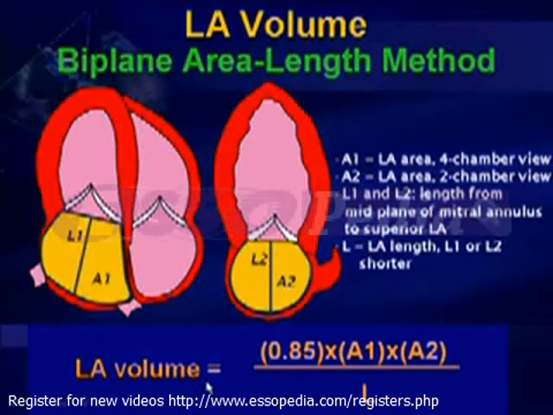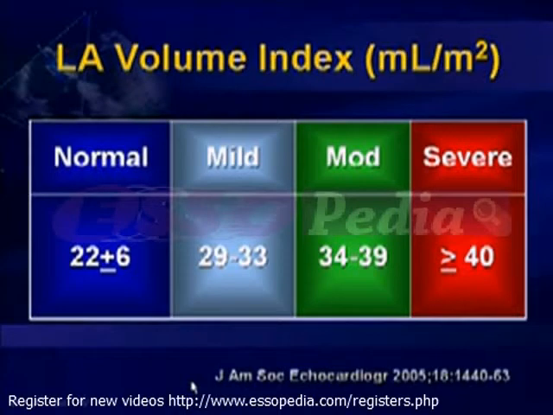This formula is then used to calculate the left atrial volume, which is then indexed for body surface area. And although left atrial indexed volume is a continuous variable, there are proposed dichotomous cut points for mild, moderate, and severe LA enlargement, such that we not only characterize this parameter as normal or abnormal, but we begin to qualify the degree of abnormality.